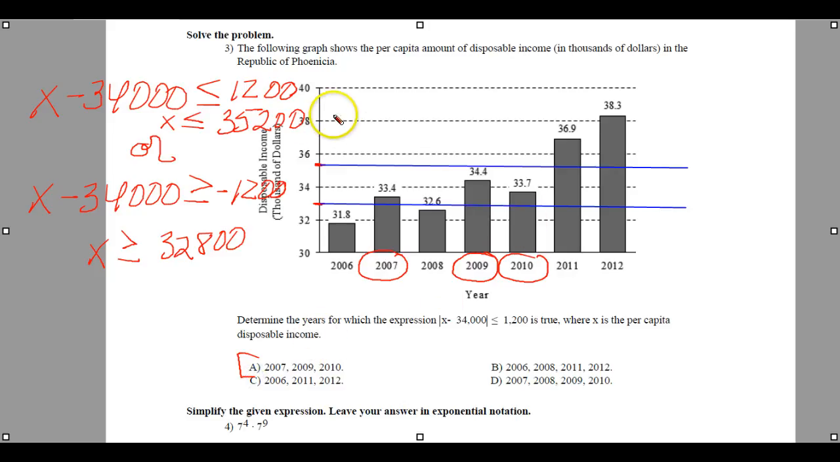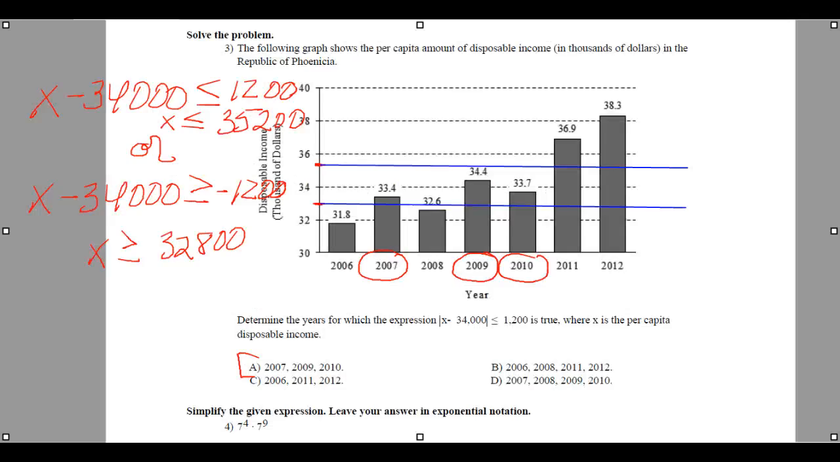Now, again, this one problem took a lot of time. You had to know how to deal with absolute value inequalities, the technique to solve them, and then the strategy to put your values on the graph and pick out your answers.